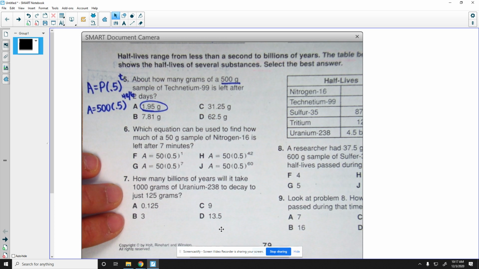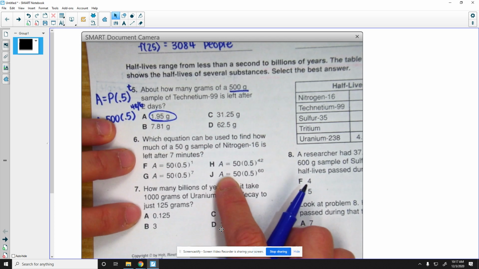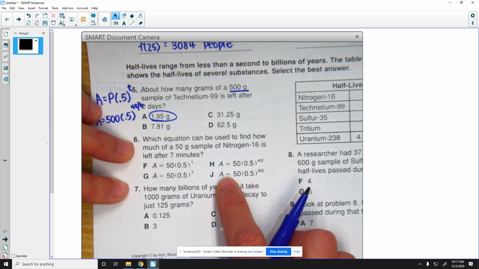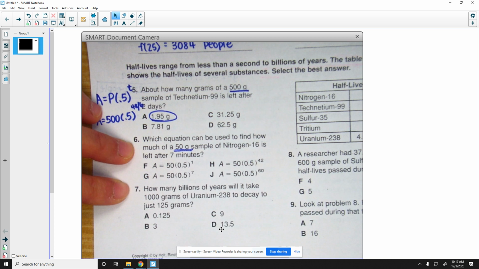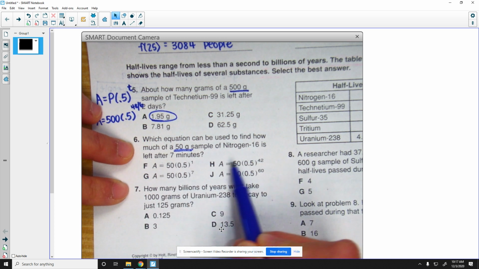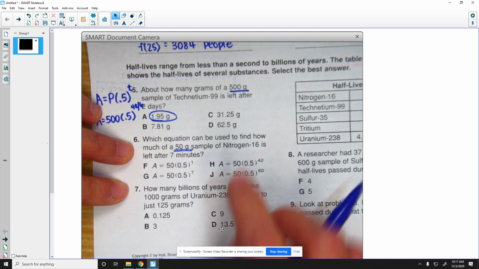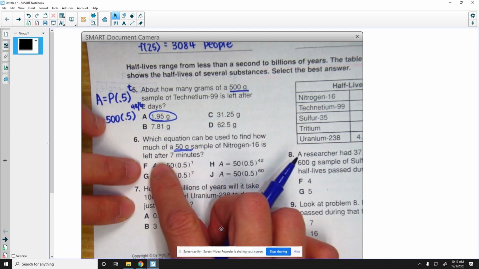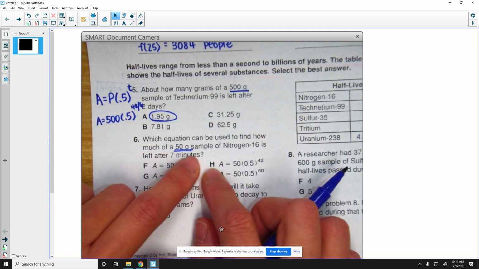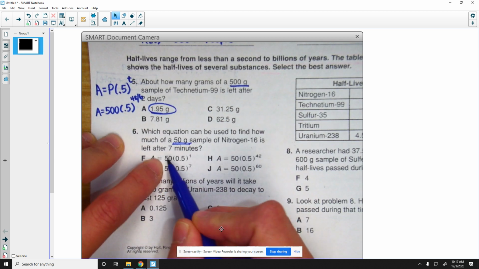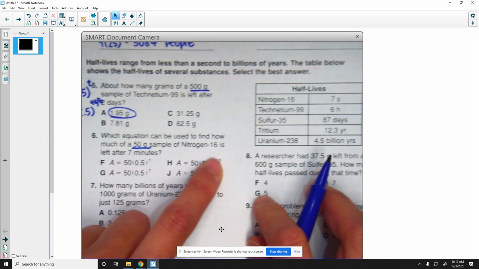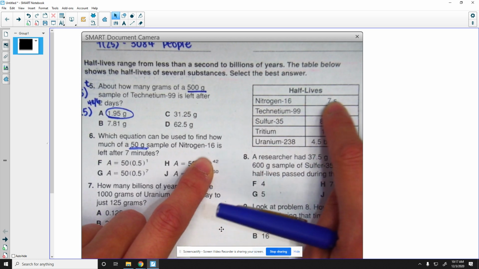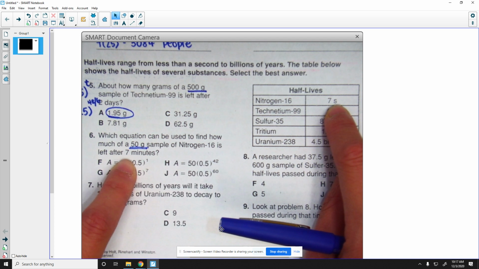Okay, so let's do one more. Let's just do number 6 then. Which equation can be used to find how much of a 50-gram sample, so that's how much you start off with, 50, right outside the parentheses, of nitrogen-16 is left after 7 minutes? So we know it's going to be 50. We know it's going to be 0.5. It's the T that's confusing, right? Look at nitrogen-16. Its half-life is 7 seconds, but I want to know how much it is in 7 minutes.